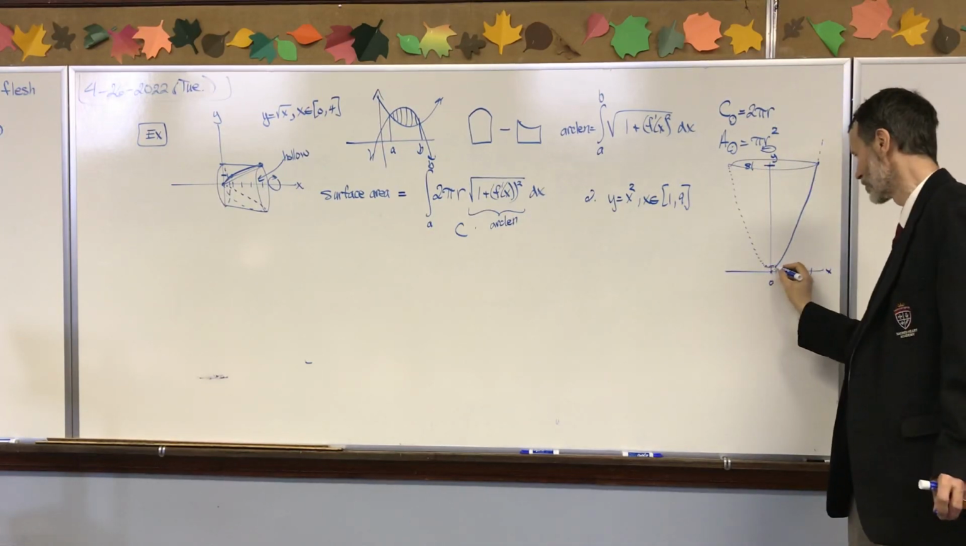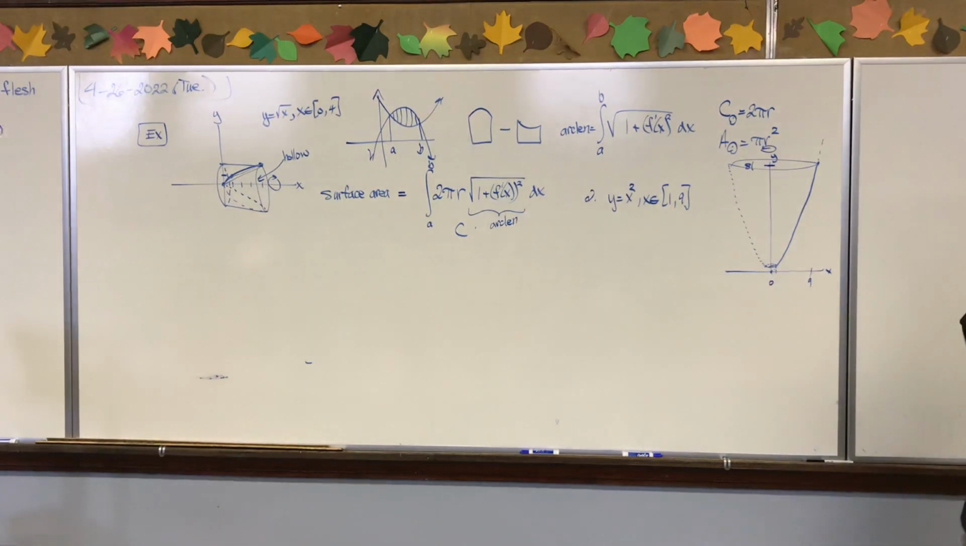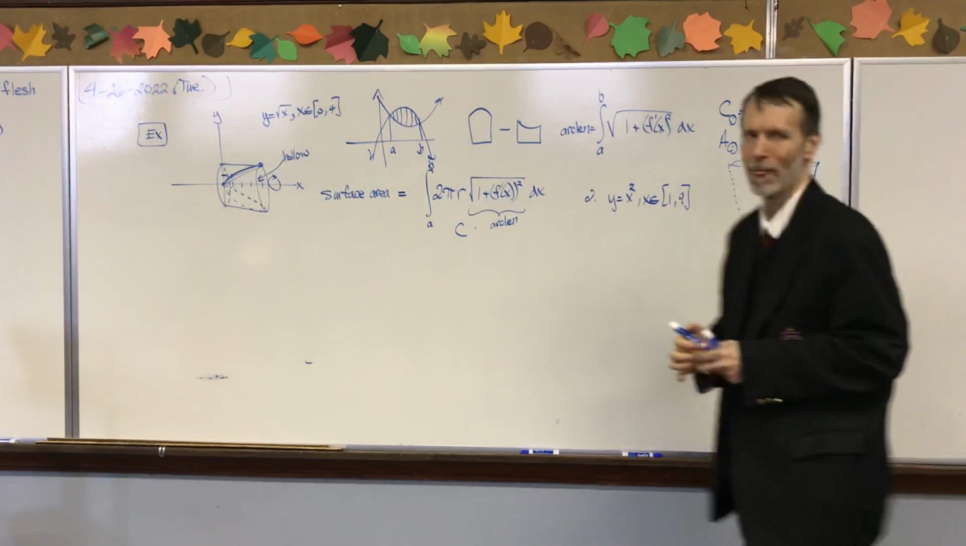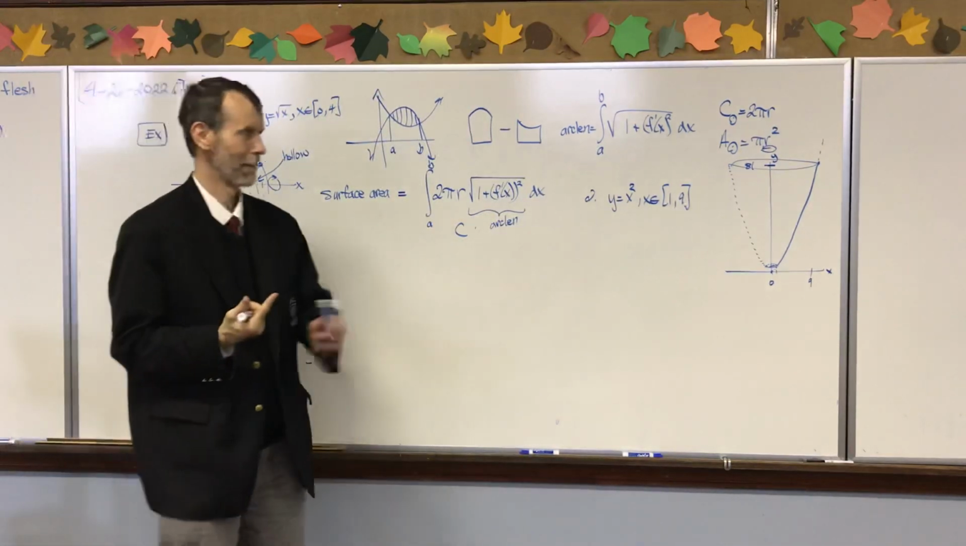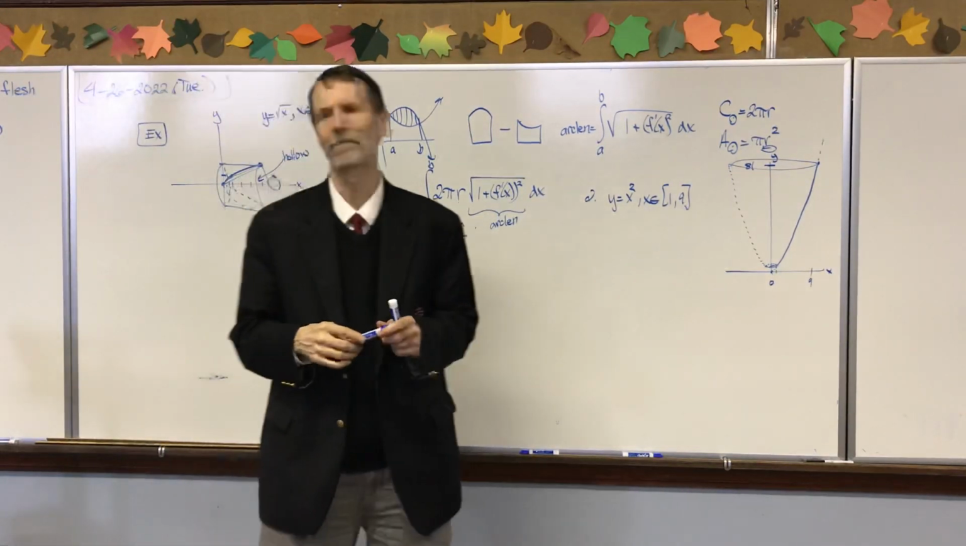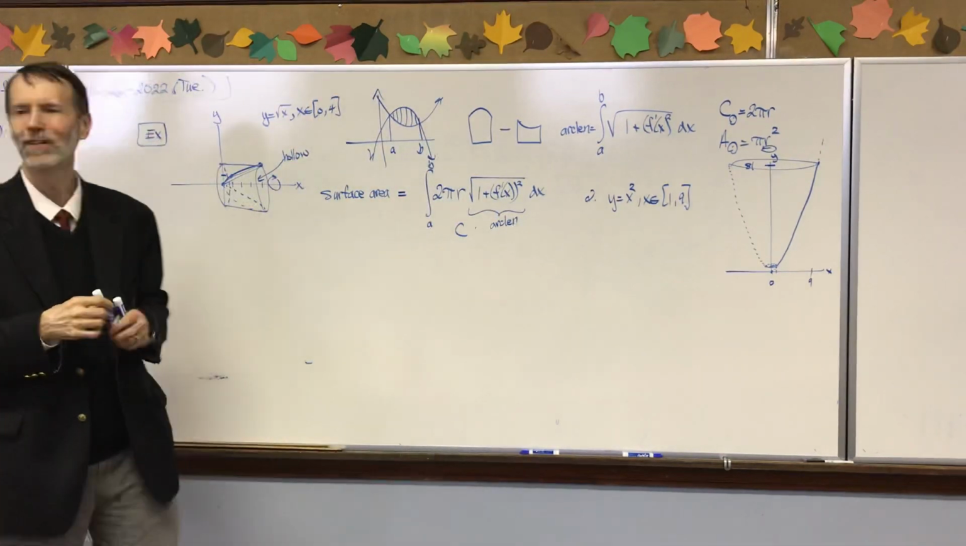And then the bottom is going to be this. It's sort of like a rounded funnel with an opening in the bottom. I want the surface area of that. Tell me how to get it. All the stuff you need is on the board. Talk me through it.